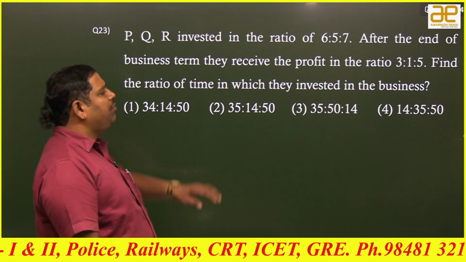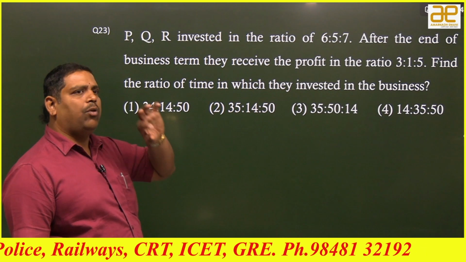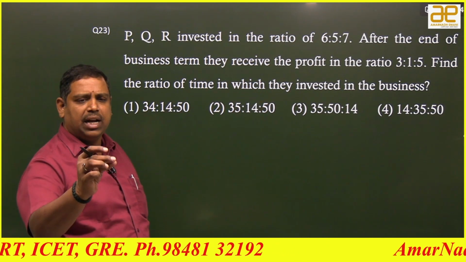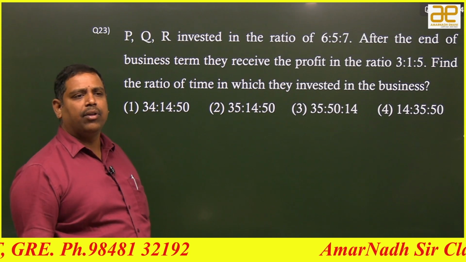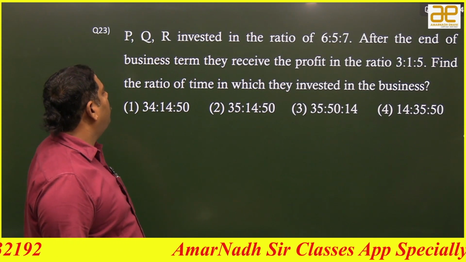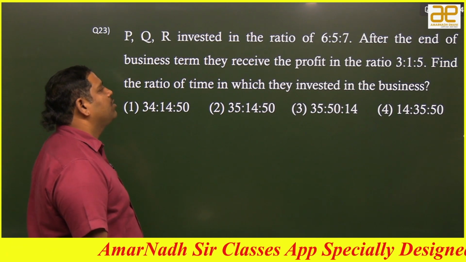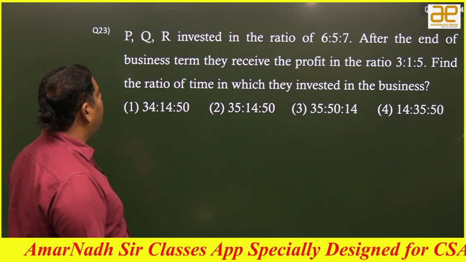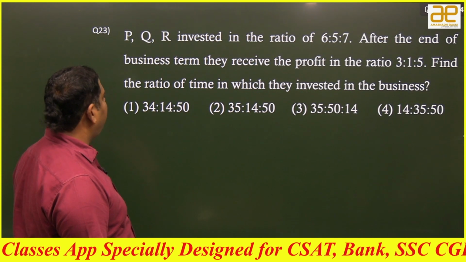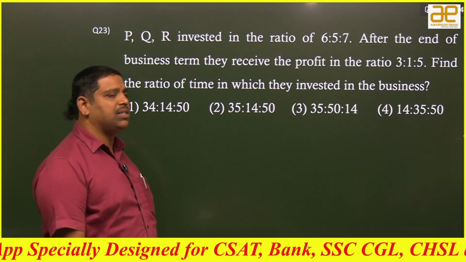PQR. Here, this is one of a model actually. What happens is, if you have practiced this question, in the examination you can answer this like this. Else it will be a help for you. PQR invested in the ratio 6:5:7. After the end of the business term, they received the profit in the ratio 3:1:5. Find the ratio of time in which they invested in the business.